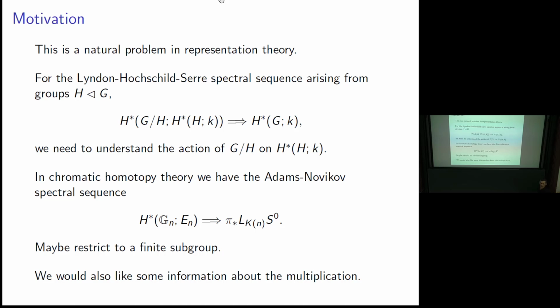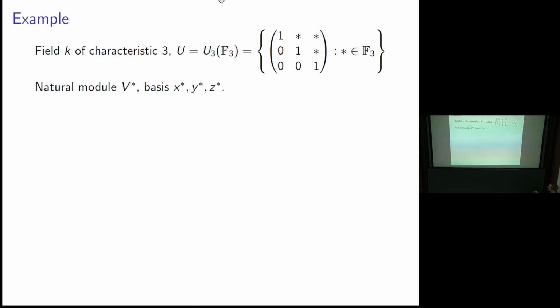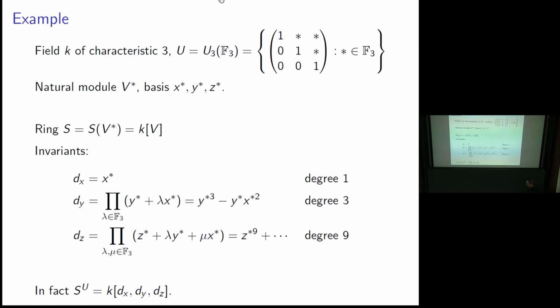So the big motivational example, which was calculated by Dieter, Karagueuzian and myself quite a long time ago, was the following one. You have a field of characteristic 3 and you look at the upper triangular matrices. So we've got a group of order 27, and you can actually calculate, it's not so easy, this was done on Magma, the invariants on a polynomial ring. You have explicit formulas for them, and they're in degrees 1, 3, and 9, so I'm going to call them dx, dy, and dz. And the invariants are easy and well known.